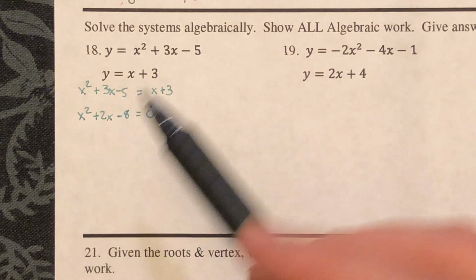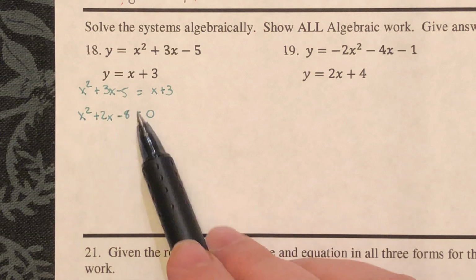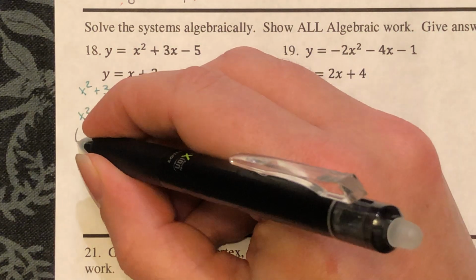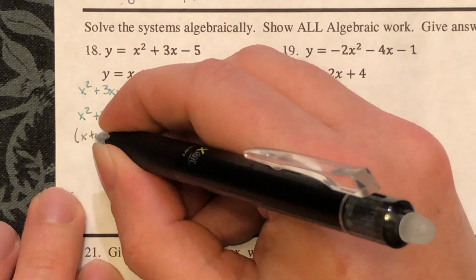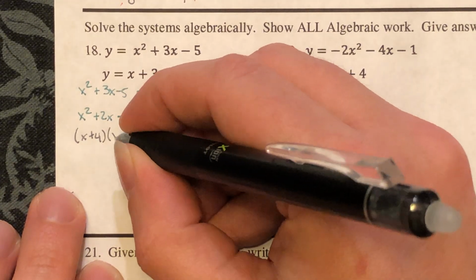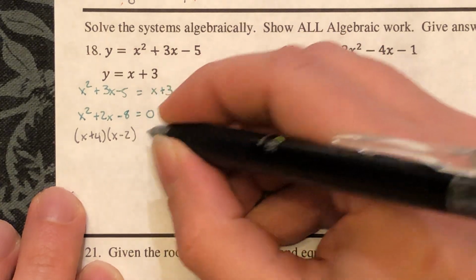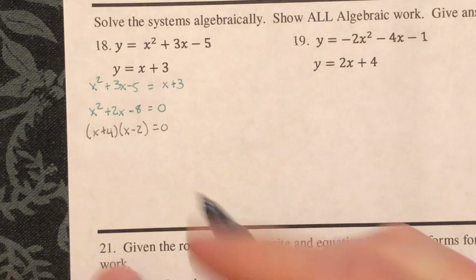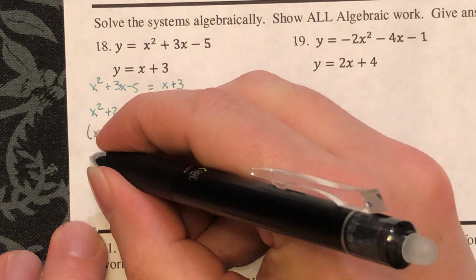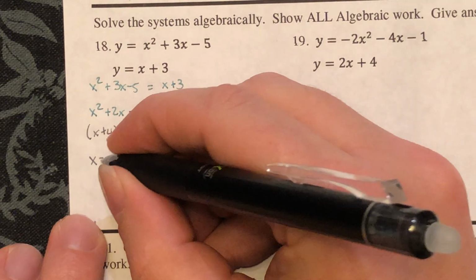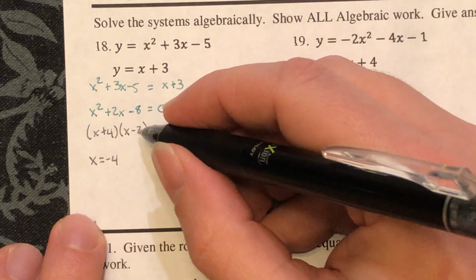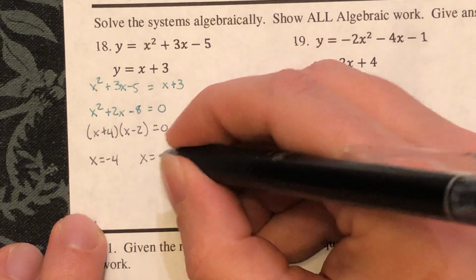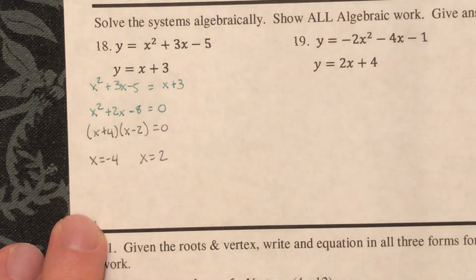I can see that this is going to factor because there are two numbers that multiply to -8, but add to +2. That's going to be x plus 4 and x minus 2 equals 0. So I set each of those equal to 0. I have x equals -4. If I set x minus 2 equals 0, I add 2 to both sides, and I have x equals +2.